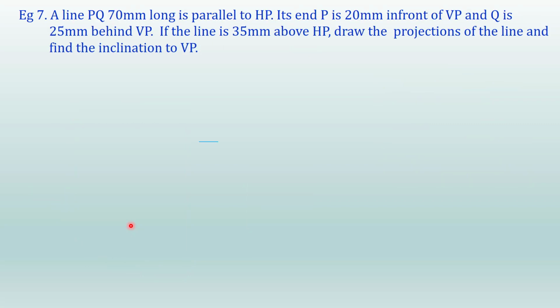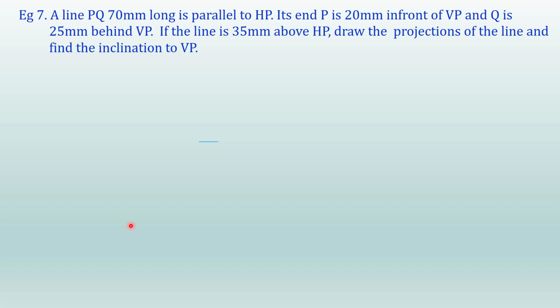A line capital PQ 70 mm long is parallel to HP. So here the line is parallel to HP, so we'll get true length on HP. Plan will be true length, right? And the elevation will be a horizontal line. Now its end P, the starting point of the line, is 20 mm in front of VP. So small p is 20 mm below the XY line, and Q is 25 mm behind VP, right? That means small q is 25 mm behind VP. Behind VP means it will be above the XY line, right?